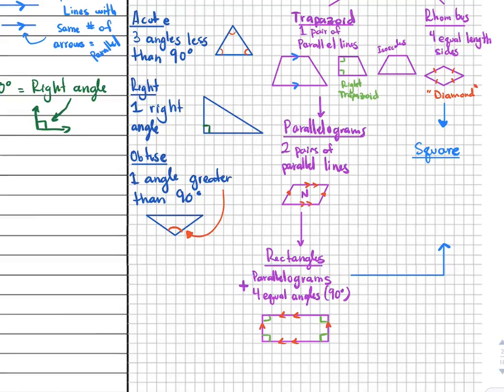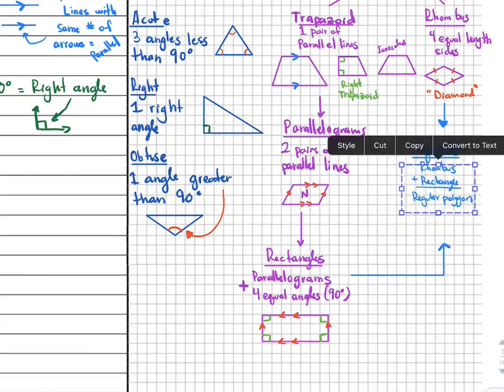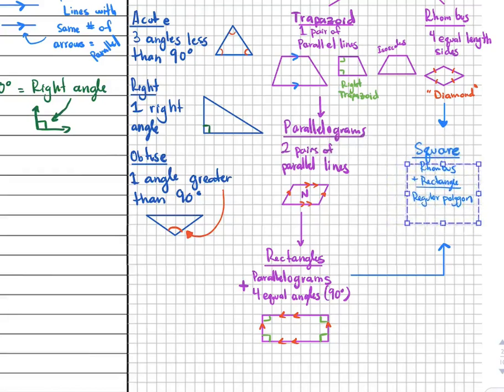So I'm just going to put rhombus plus rectangle, because that's what it is. It's also a regular polygon. Now I'm going to put this inside a square. Squares are very unique to math. We use them to represent values that are squared, and they have a certain length value because of it.